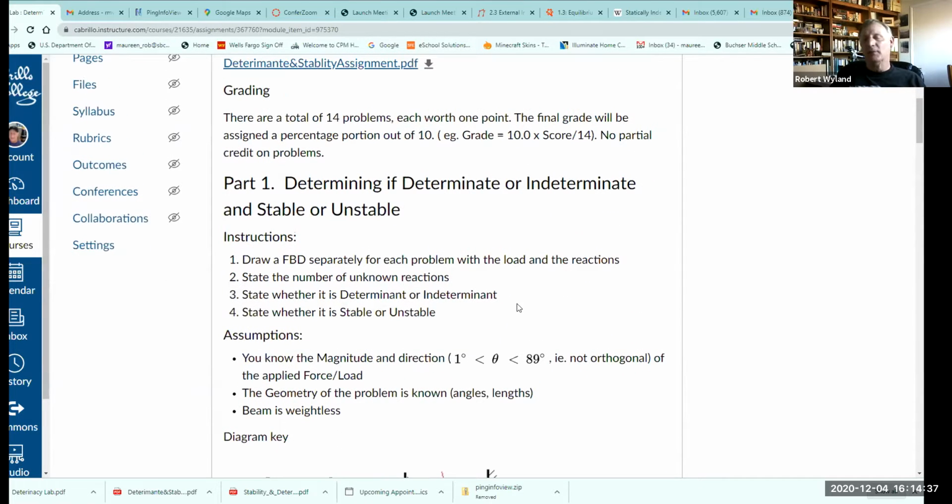The grading: there's 14 problems, so we usually do this out of 10, so it's just going to be prorated to be out of 10, even though it's 14 problems. I'm not giving out any partial credit on these. These are either you got it or you don't get it.